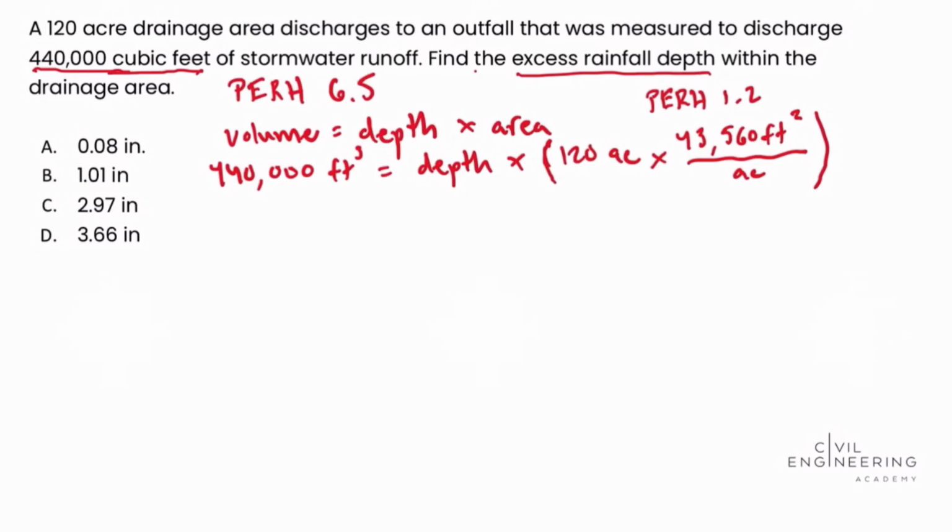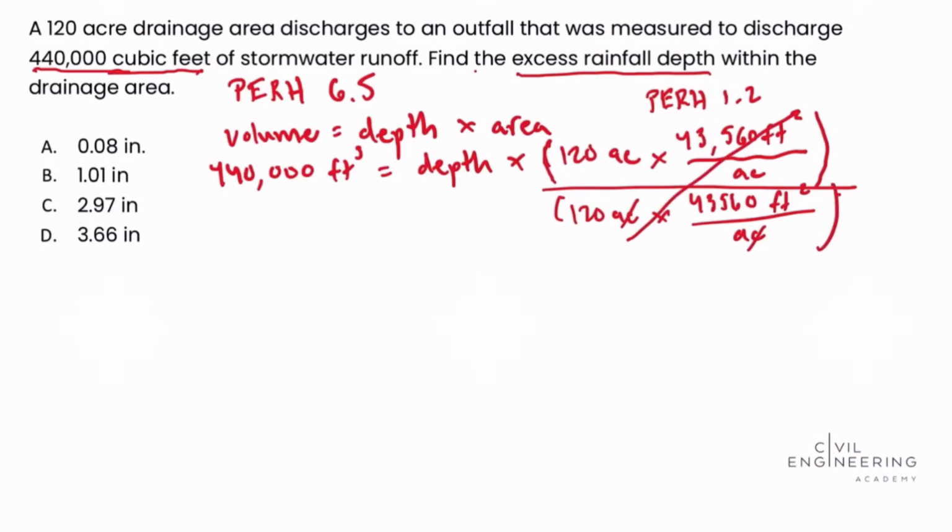So then what we'll do to solve for the depth, we'll just divide both sides by the area. So we'll divide this side by 120 acres times its conversion factor, 43,560 feet squared per acre. Acres cancel out, as we know. And this whole piece here cancels out, but what we do to one side, we know we need to do the other, so we need to divide the volume by the area using that same format. So 120 acres times its conversion factor, 43,560 feet squared per acre.